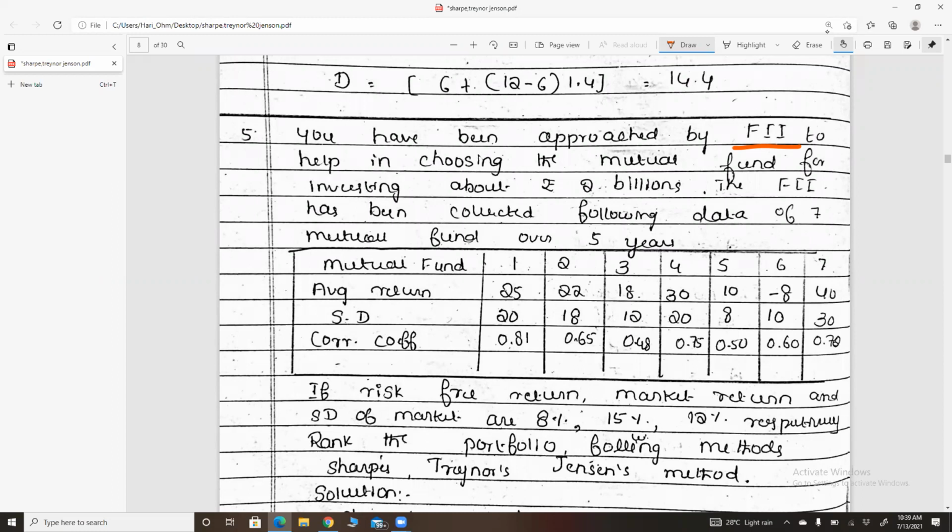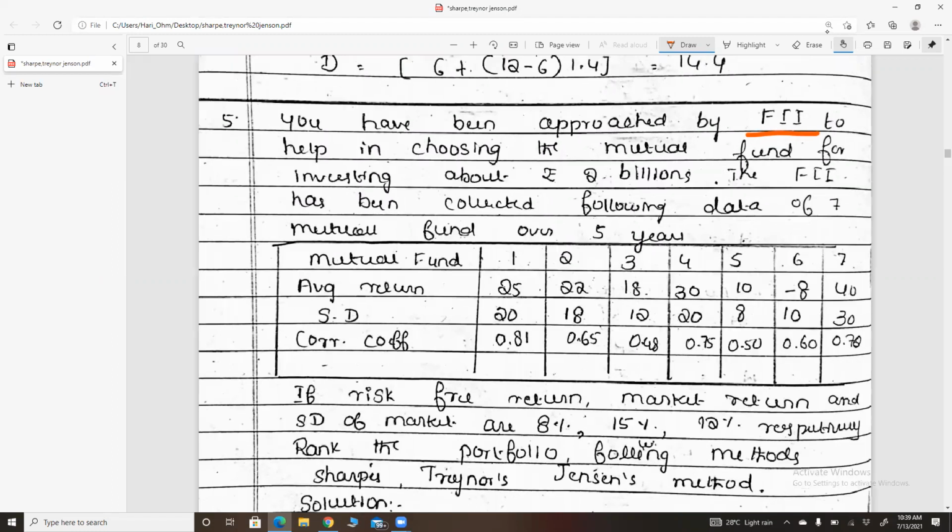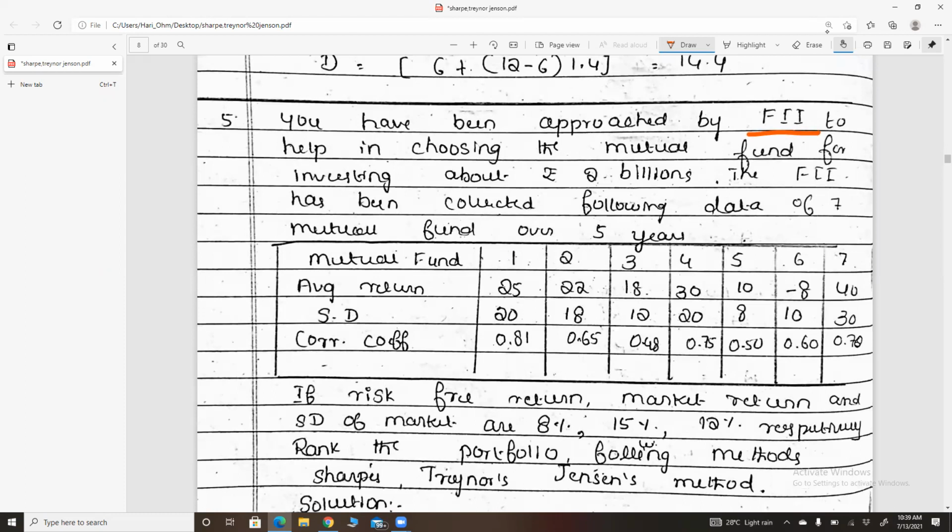The FII has collected the following data of 7 mutual funds over 5 years. Mutual fund 1, 2, 3, 4, 5 till 7. Average return: 25, 22, 18, 30, 10, minus 8, 40. Standard deviation: 20, 18, 12, 20, 8, 10, and 30. Correlation coefficient: 0.81, 0.65, 0.48, 0.75, 0.50, 0.60, and 0.70.